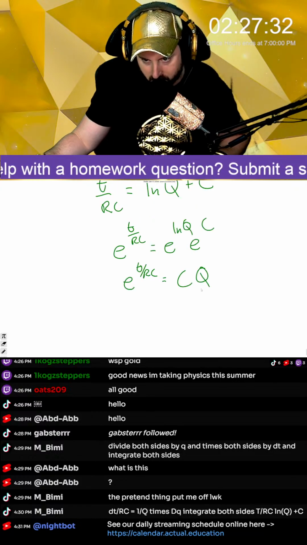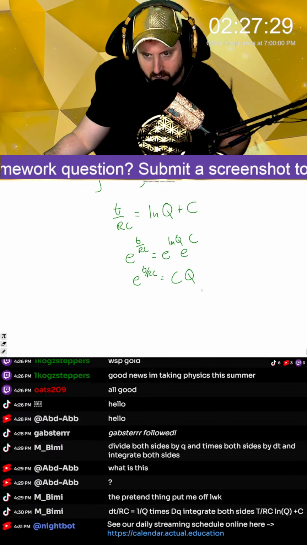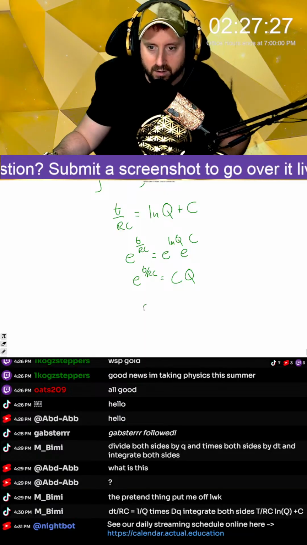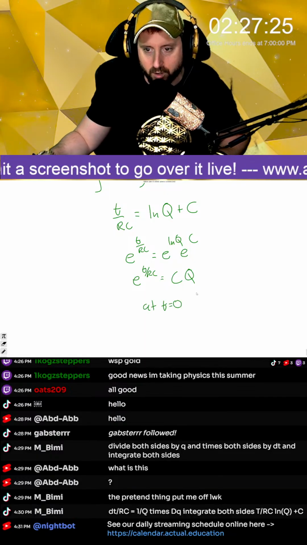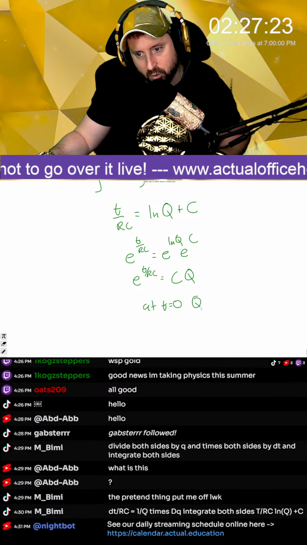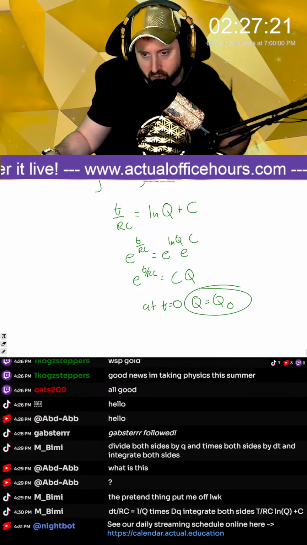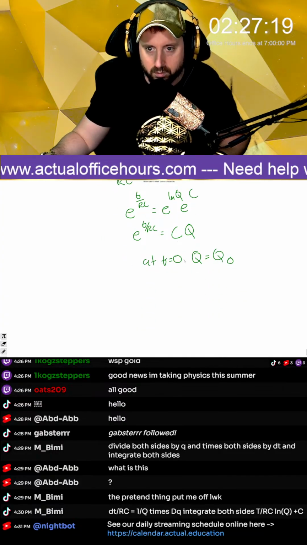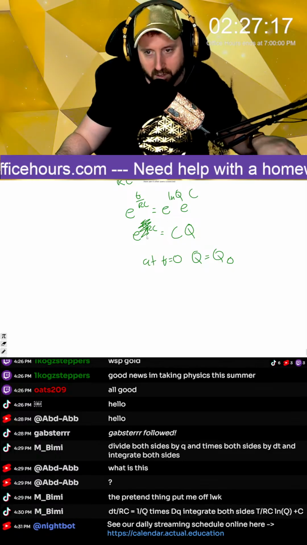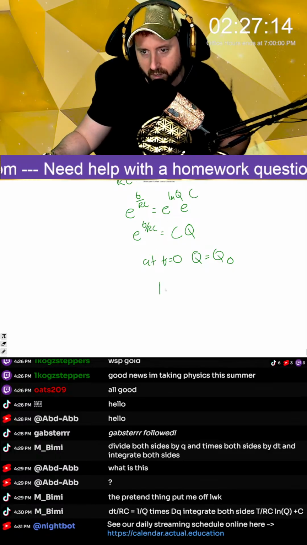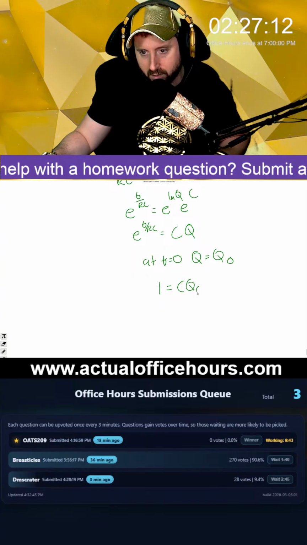And then I have to make the condition that at t equals 0, q needs to equal q naught. Has to equal the initial charge. So when t equals 0, this becomes 1. And then so you get, okay, 1 is equal to c q naught.